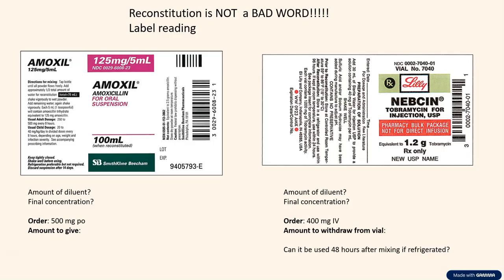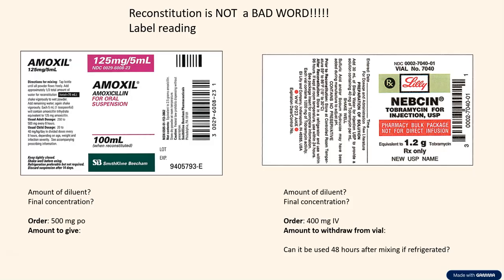The first label is Amoxil. It's an oral medication, and it provides good experience with label reading and reconstitution. Let's look below the label and look at what information the question is asking for. The first question is asking about the amount of diluent. If we look here to the small print on the side, I'm circling it with my arrow here, the amount of diluent is provided and it's highlighted in black. According to the label, the amount of diluent that we're going to put in this bottle is 78 milliliters.